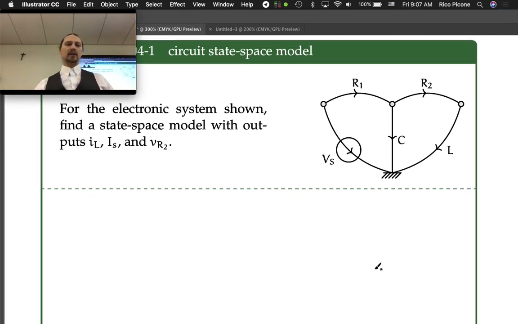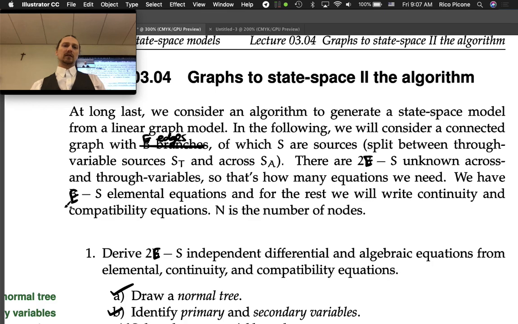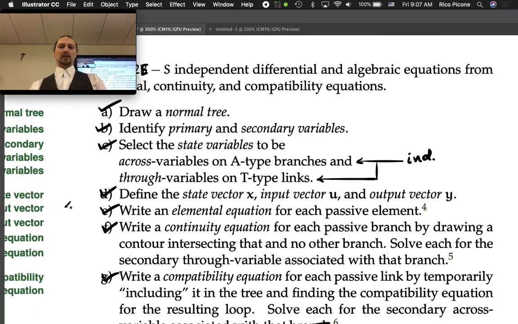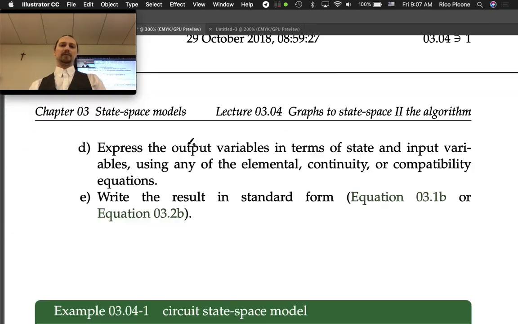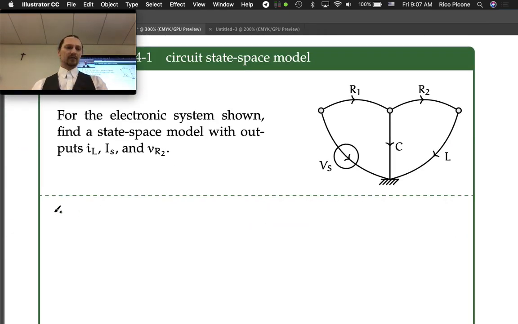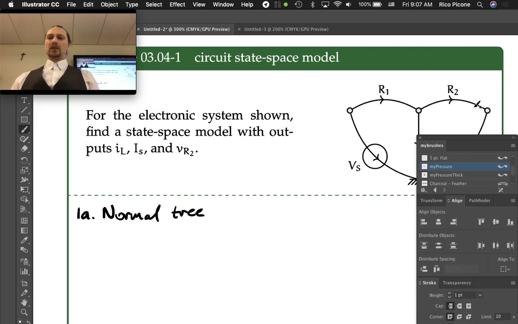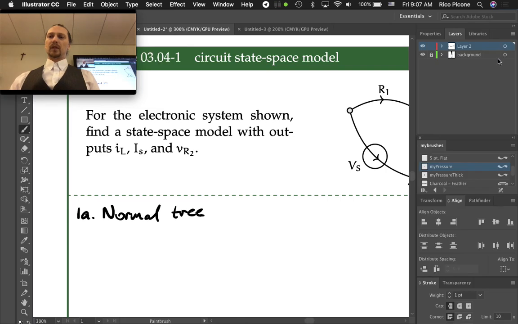So let's go ahead and go through our steps. All the steps are up here, right? So maybe I'll delete the check marks. The first one is to draw a normal tree, right? So 1A is to draw the normal tree. And we have our graph here. Could change colors probably, just so that it's a little bit more clear.